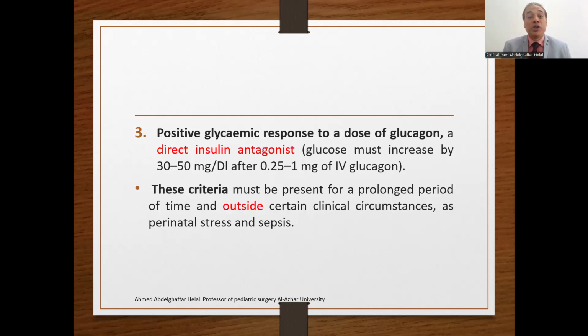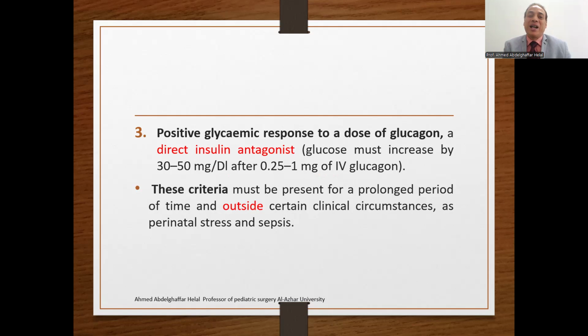The third one is a positive glycemic response to a dose of glucagon. We said that glucagon is a physiological antagonist, or direct insulin antagonist. Glucose must increase by 30 to 50 after 0.25 to 1 milligram of intravenous glucagon. So this is diagnostic of congenital hyperinsulinism, that the hypoglycemia is due to the presence of high insulin.